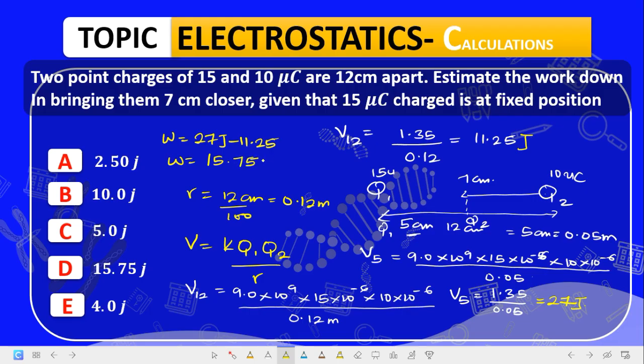15.75 joules. So our correct answer is 15.75 joules. The first thing we need to do is to calculate the work done at each point, and then from there we can subtract the work done between the 2 points, and then it will give us the final work done. Now how did we actually arrive at this formula? Can we do that together?